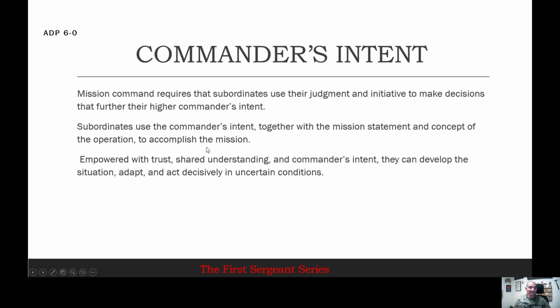unexpected situations. So bringing this all together, mission command requires subordinates to use judgment and initiative to make decisions that further the intent of the commander. Subordinates use the commander's intent together with the mission statement and concept of operations to accomplish the mission. We're going to get more into this as we go throughout the series, but I want you to remember empowerment, trust, shared understanding, and the commander's intent. They can develop the situation, adapt, and act in uncertain conditions.